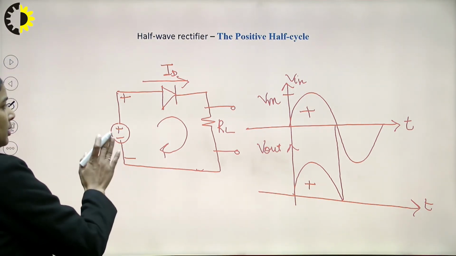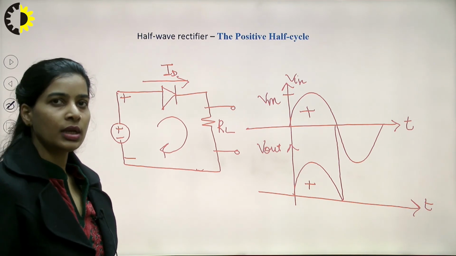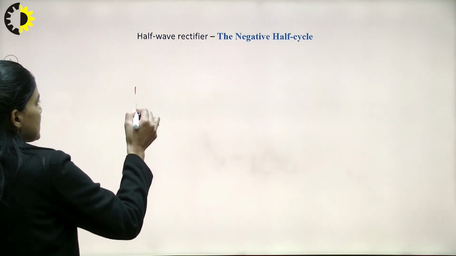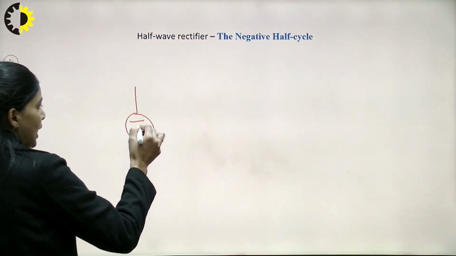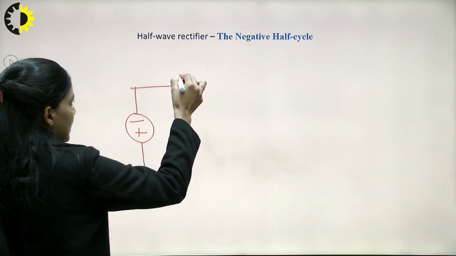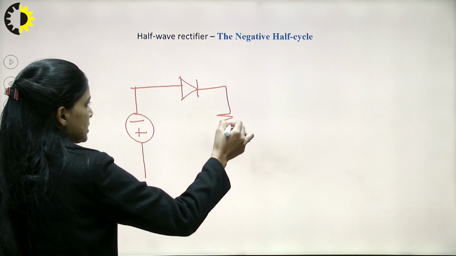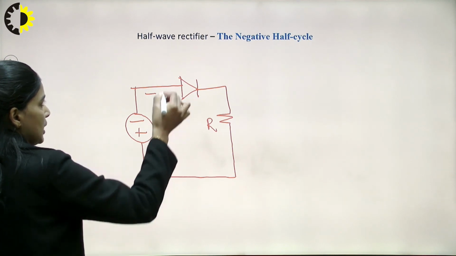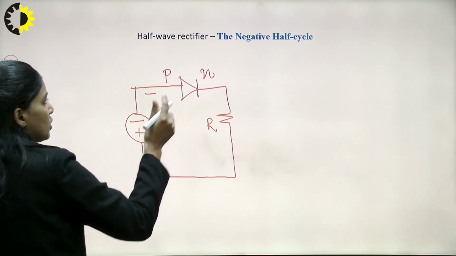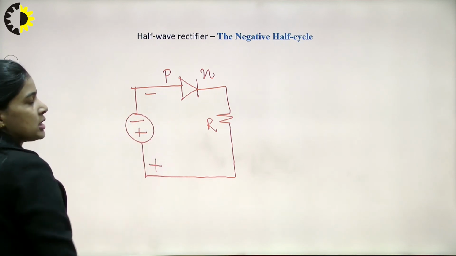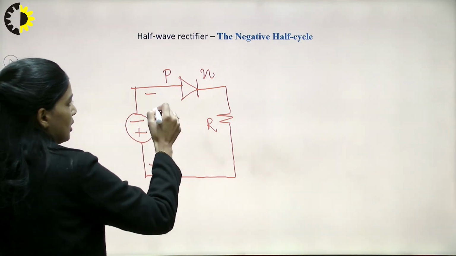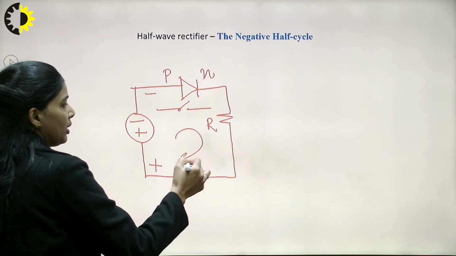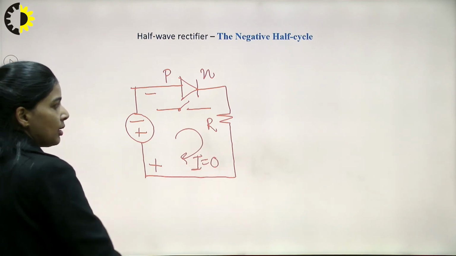Next, what will happen if the negative cycle of the input appears at the input side? The negative side of the cycle means now we have the polarity like this, and we have the diode and a load resistance connected across it. Now the negative is here, positive is here, and the diode P and N. So now the negative of the supply is connected to the positive of the diode. So, this diode is reverse biased and it will act as an open switch, and there will be no current flowing through this diode.